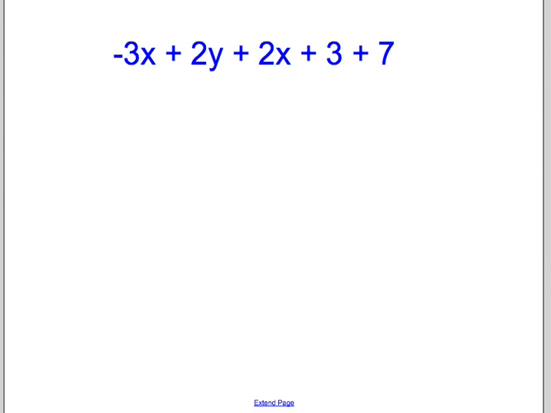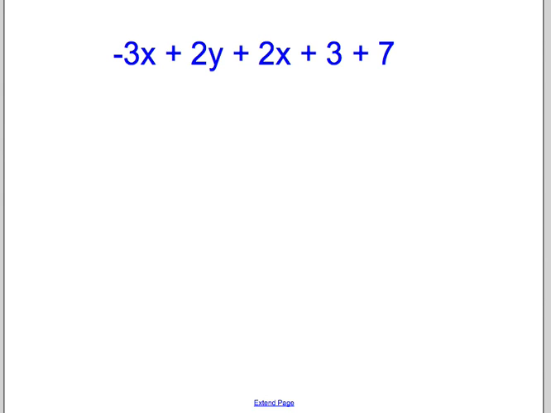All right. So adding like terms is the title of this. Let me explain to you again, first of all, what a term is. A term is an indicated product or quotient of values.